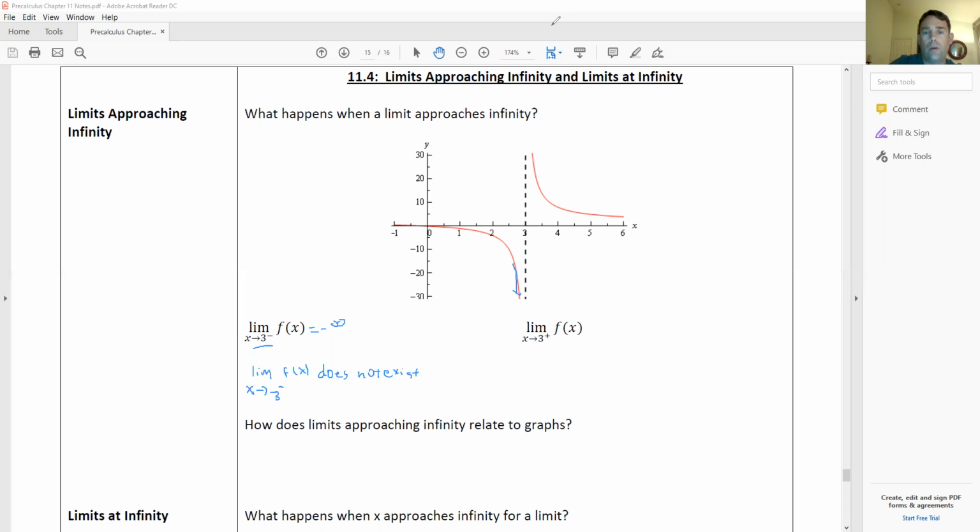And likewise, if we come from the positive side here, we see that our graph up here goes up to positive infinity. And when it goes to positive infinity, again, we would follow that up and say, well, okay, it's unbounded, so that the limit doesn't exist. When it goes to negative infinity or positive infinity, the limit does not exist.